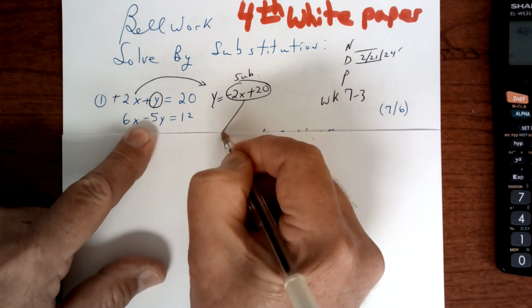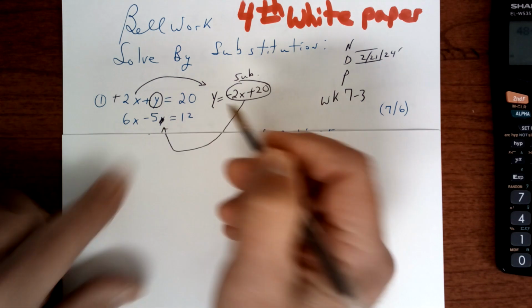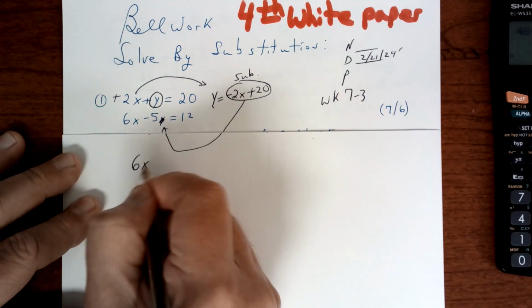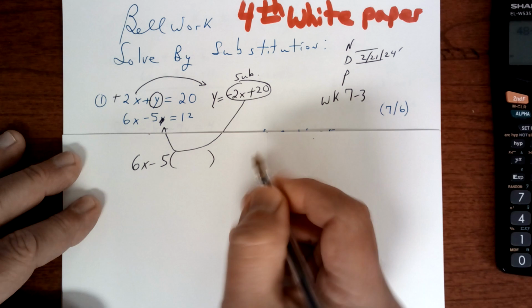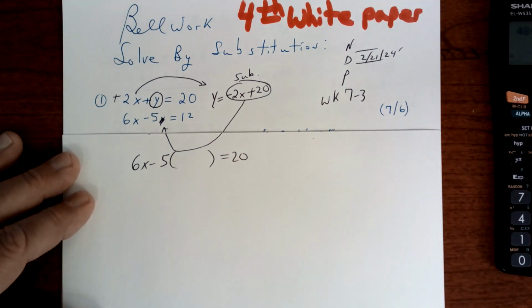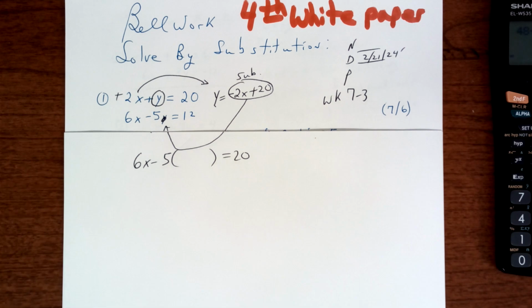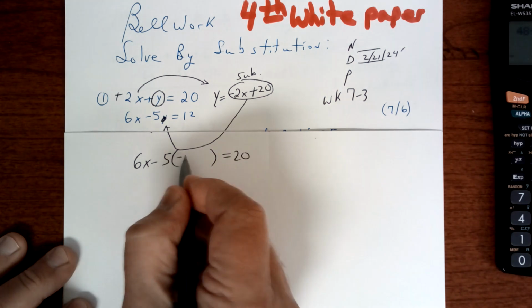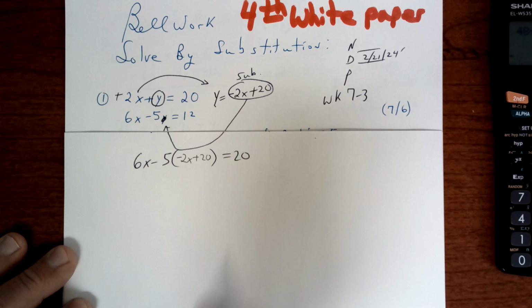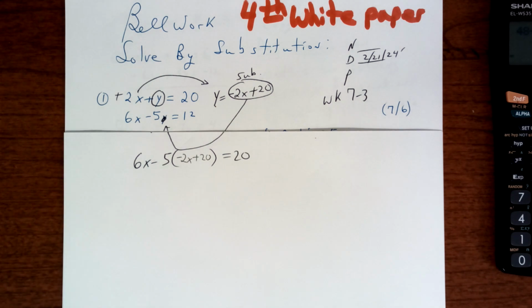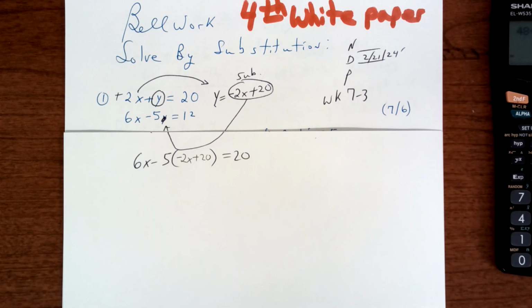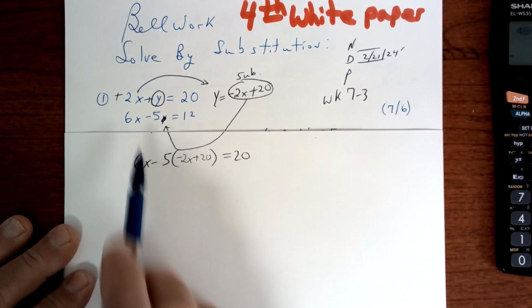So come on over here and scratch out the y. So you're going to get 6x minus 5 times the substitute equals 20. Now, let's try to put the substitute in there. The substitute is negative 2x plus 20. Okay? So now that we have the substitute in there, we can go ahead and try to work this one out. Before I do that, let me just verify my work.